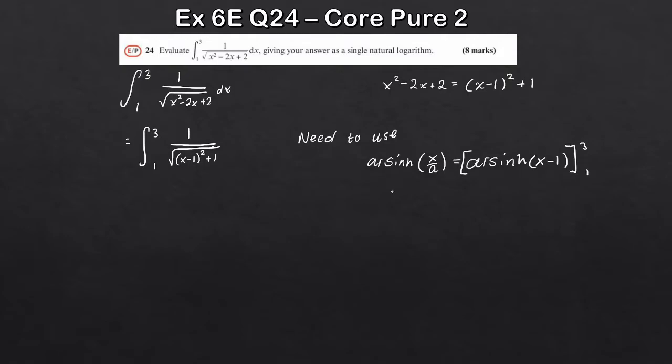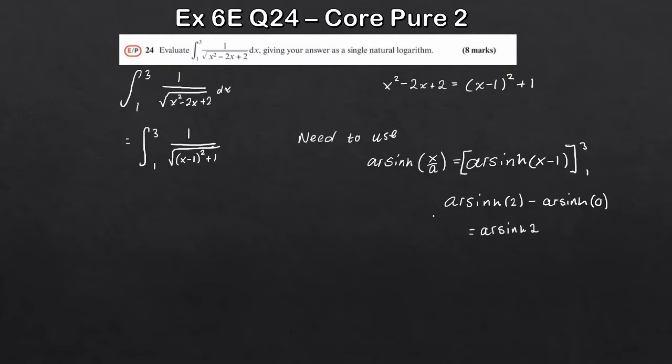So imagine we put these limits in. That'd be inverse hyperbolic sine of 3 minus 1, so inverse hyperbolic sine of 2, minus, it'd be 1 minus 1, so inverse hyperbolic sine of 0, which would just be 0 anyway. So we'll write it down just so it's clear what's happening, but it will just be 0 anyway. So we just get left with inverse hyperbolic sine of 2.